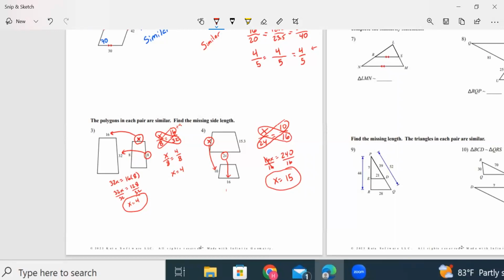So if I was doing question number 3, for my answer, I would just type in 4. I don't have to type in x equals 4, just 4. For question number 4, I don't have to type in x equals 15, just 15. All right, let's take a look at question number 5. I'm going to be working up until number 8, by the way.